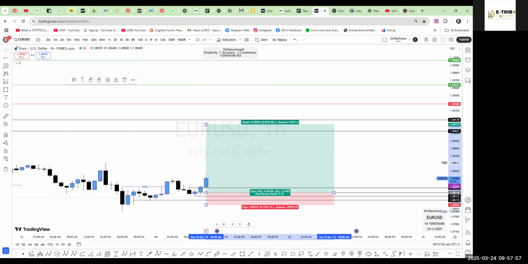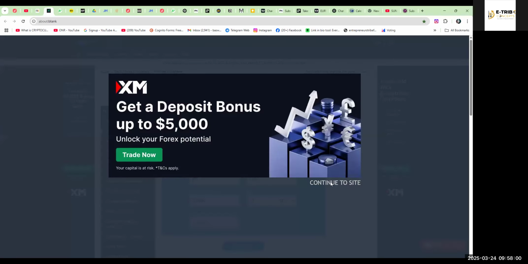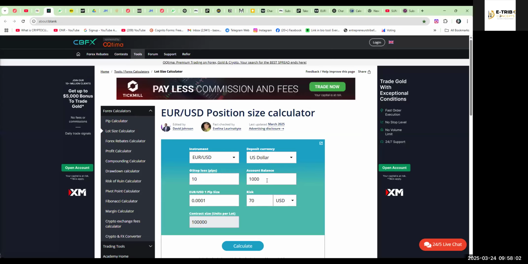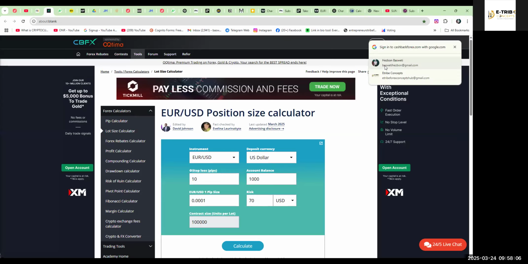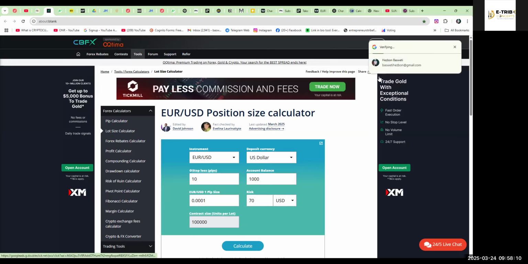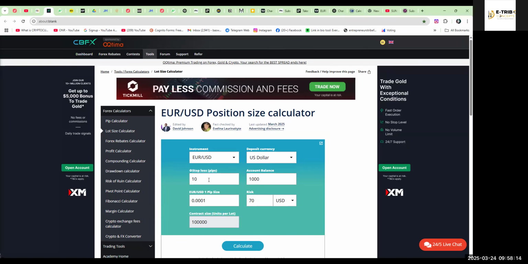So I always tell people, always do proper calculation. Let's say you're trading an account of $1,000. What I expect from you, if you have a stop loss of 10 pips and maybe you decide to risk 10% of your capital. Hold on.